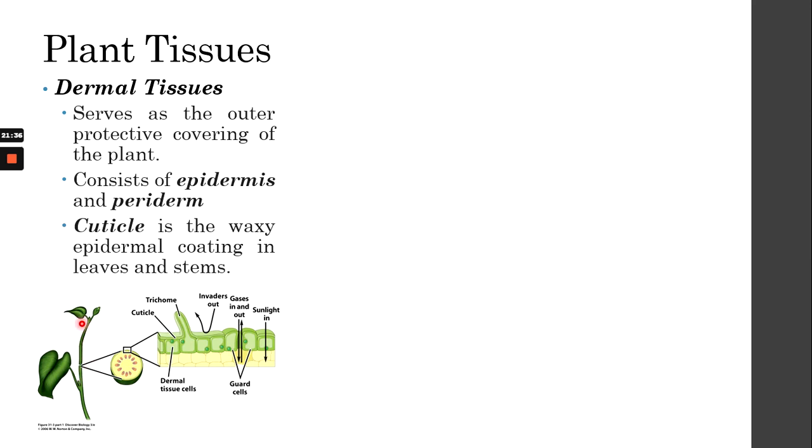So for example, you have your leaves here and you have your stems, and this is the dermal tissue, more specifically a cuticle, which is a coating. As you can see here, you have your cuticle and you have your dermal tissues, and both of these are basically the protective covering of your plant. And then you have what we call vascular tissues.